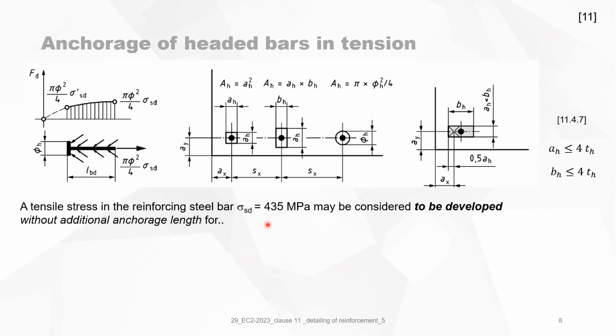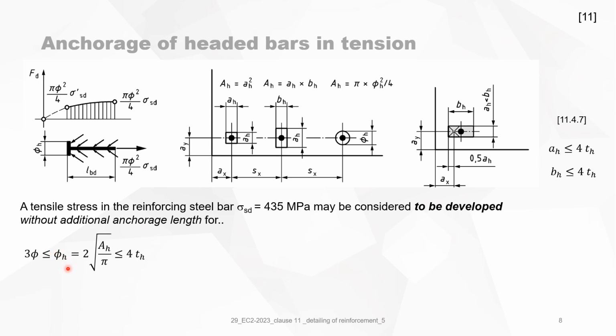So in an accidental situation, maybe then it's not possible, because in an accidental situation, you can go to 500 megapascal in this case. Anyway, they limit it to a specific number, 435 megapascal. But you can only calculate on that when you fulfill the following conditions.